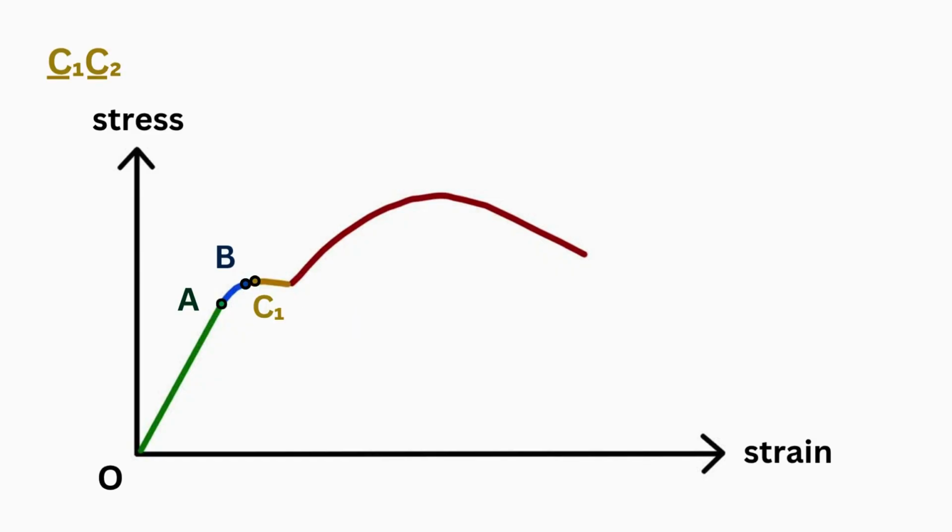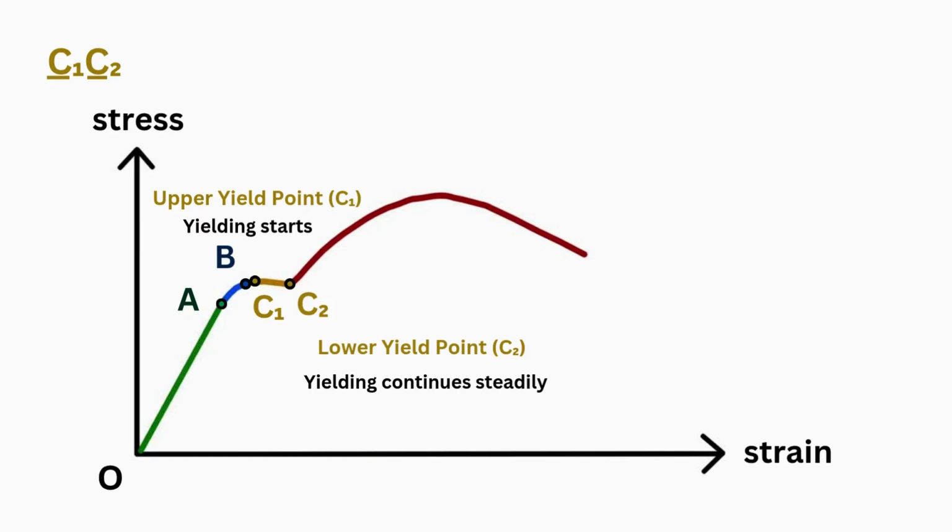After the elastic limit, the material begins to yield, and permanent deformation starts. The stress remains nearly constant even though the strain increases. It often has an upper yield point C1, where yielding starts, and a lower yield point C2, where yielding continues steadily.